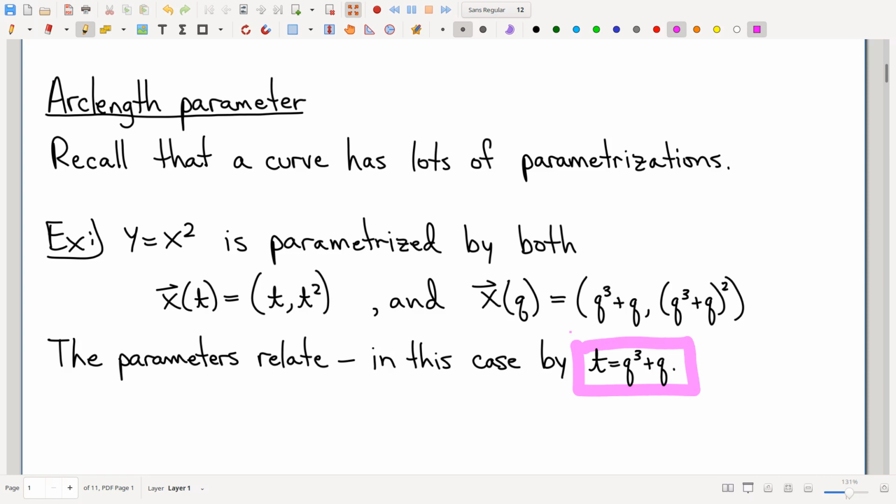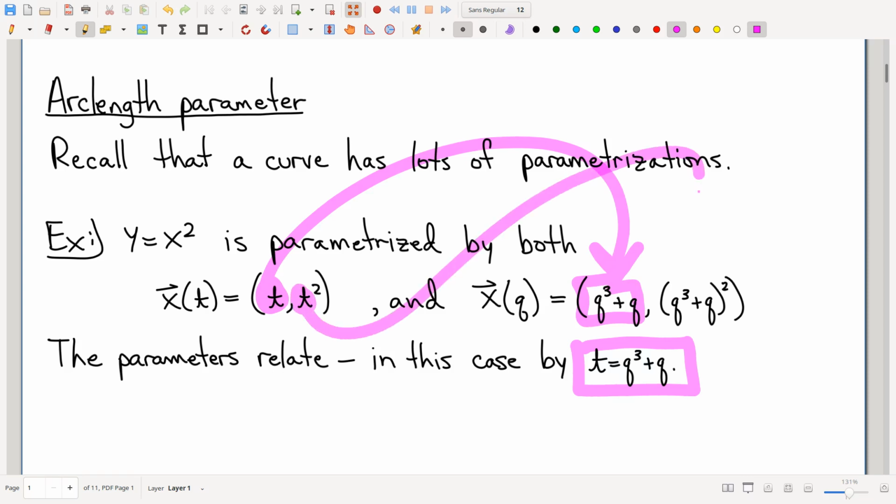In particular, notice, if I just take this first parameterization and everywhere I see a t, I put q cubed plus q, sure enough, the left parameterization turns into the right parameterization. So this is called a reparameterization. And there are moments when this is useful. So we're going to see one right now.